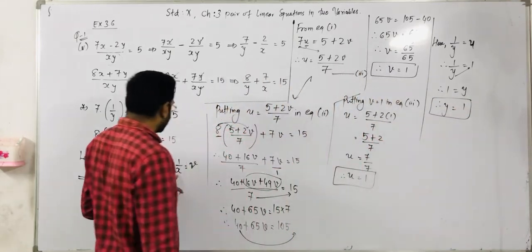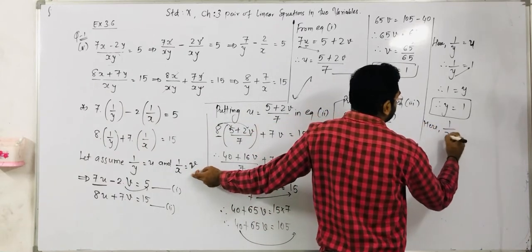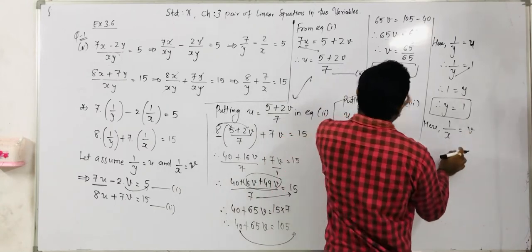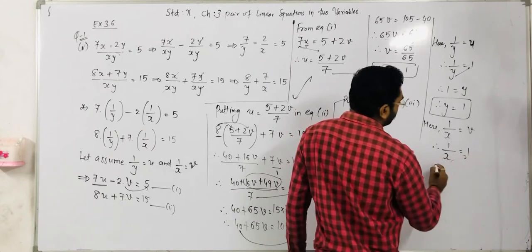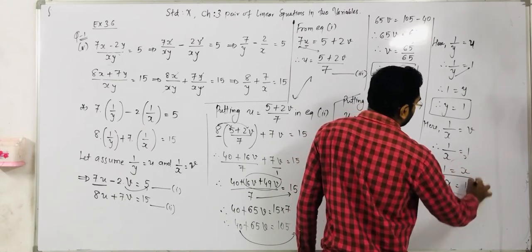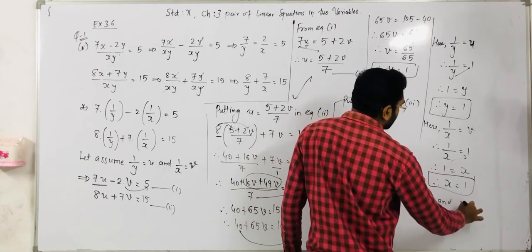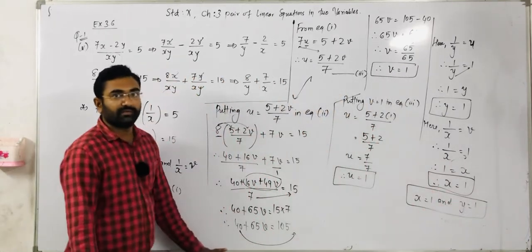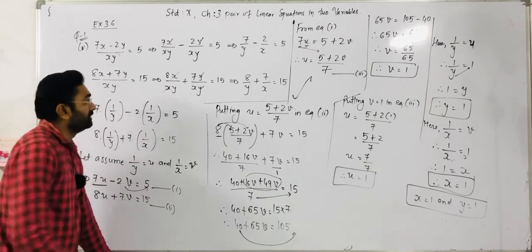Now for finding out the x value, we have to write here 1 upon x is equal to v, and the v value we defined as 1. So 1 by x is equal to 1. X is multiplied with 1. So 1 is equal to x, so we get x is equal to 1. So we can say the solution of the equation is what? X is equal to 1 and y is equal to 1. Okay, so that way we can find out the solution of the given linear equations.